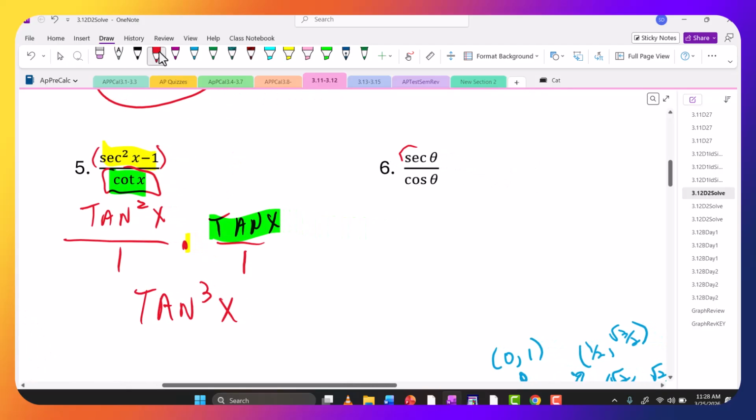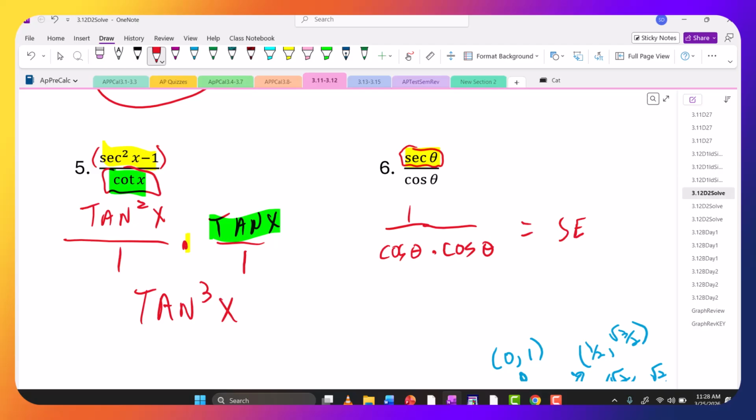What did I say about a secant on the top? What is that the same as? A what on the bottom? Who's secant related to? Cosine. What's cosine times cosine? Cosine squared. But what's 1 over cosine squared? What's the flip of that? Secant squared. So I would appreciate that you do that fast.